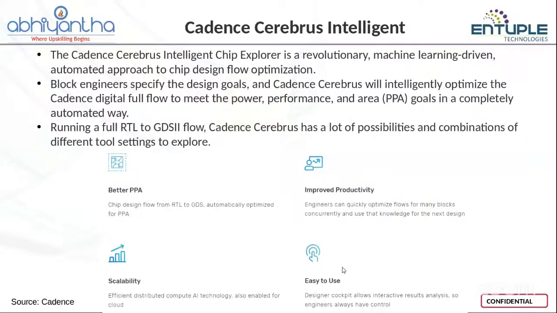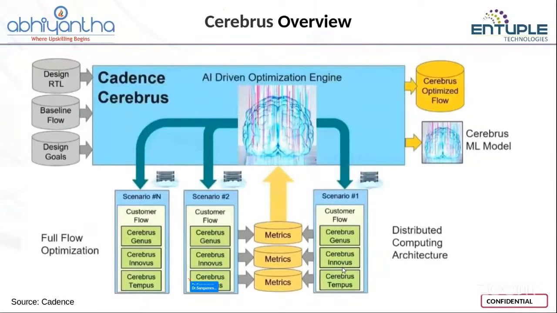Okay. The GDS flow and the Cadence Cerebrus has a lot of possibilities and combinations of different tool settings, so for scalability and improved productivity, we have better RTL to GDS optimizations. Here you can see the overall Cerebrus overview, where we are giving the design RTLs and design goals with the constraints to Cadence Cerebrus.